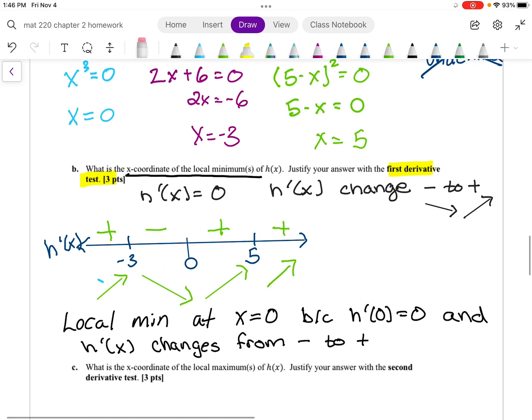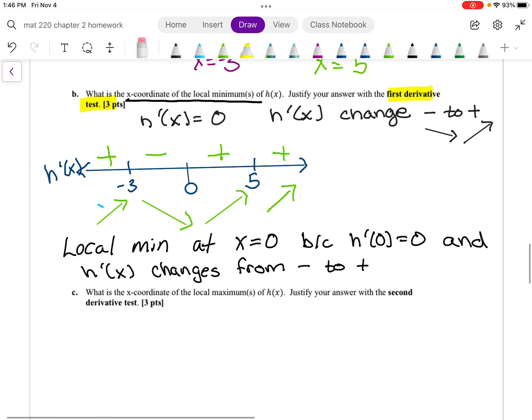Question C is now asking for a local maximum. Now, here's the good news. You already know the x-coordinate of the local maximum. You found it on the previous question. The only thing that you have to add is it's now asking us to justify with the second derivative test. So a reminder about the second derivative test.